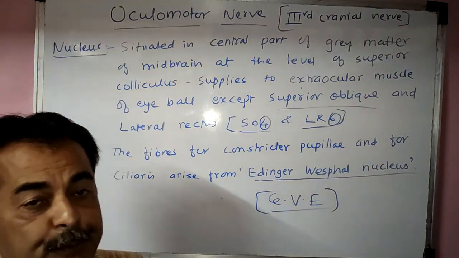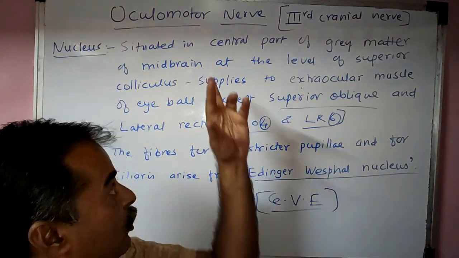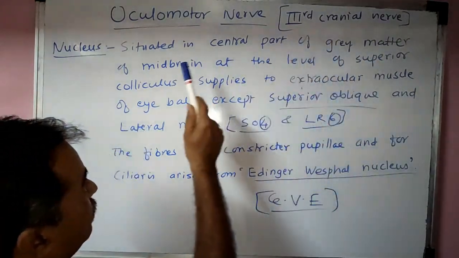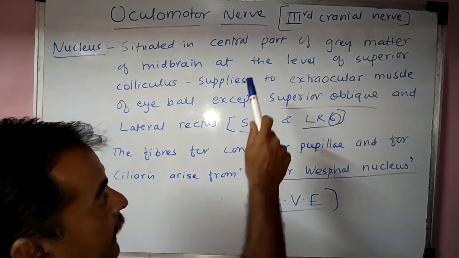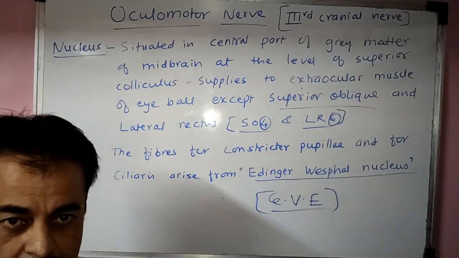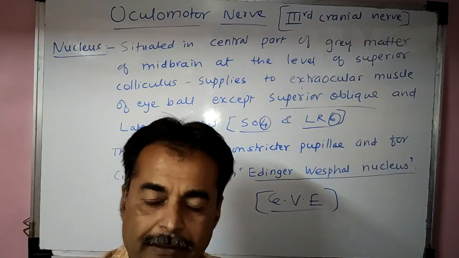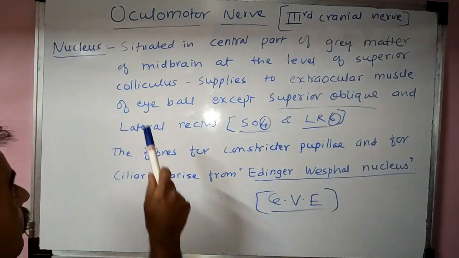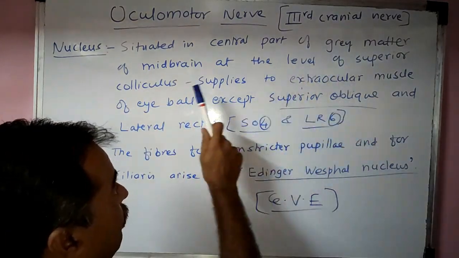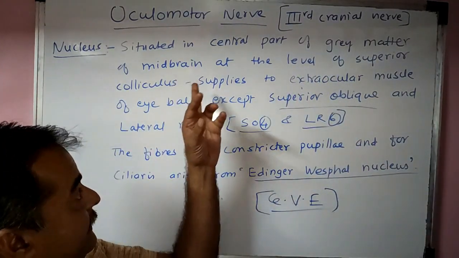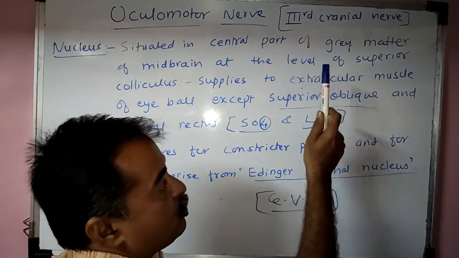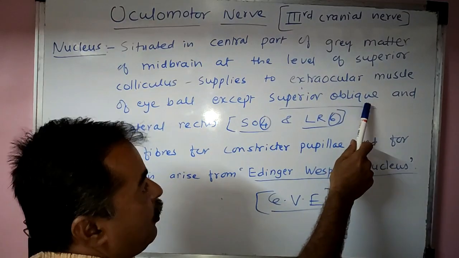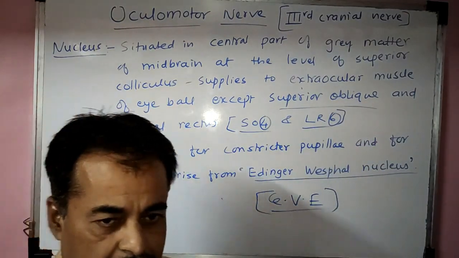Now we will see the nucleus of the oculomotor nerve. The nucleus of the oculomotor nerve is situated in the central part of the gray matter of the midbrain at the level of the superior colliculus. This nucleus supplies most of the extraocular muscles of the eyeball except the superior oblique and the lateral rectus.